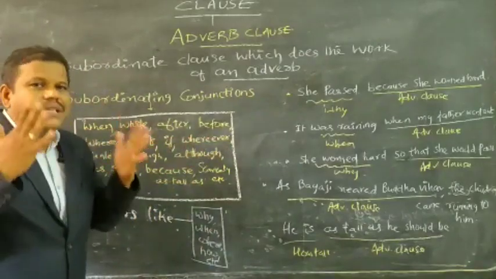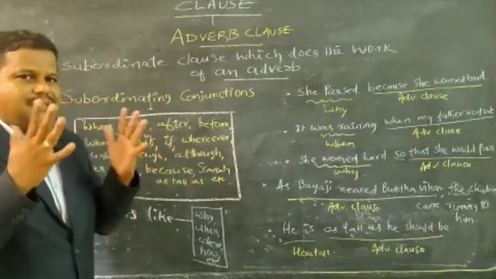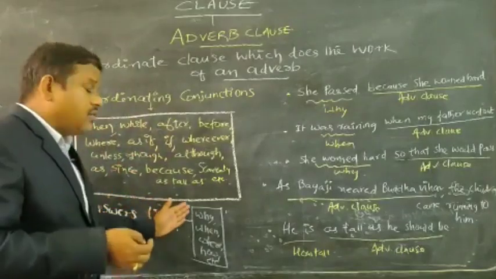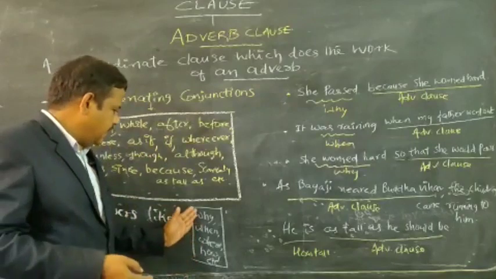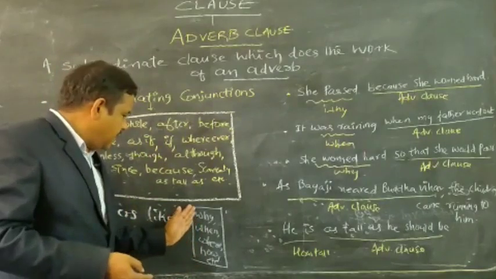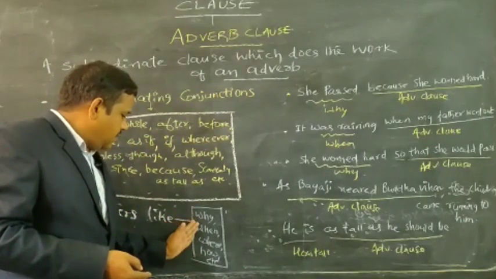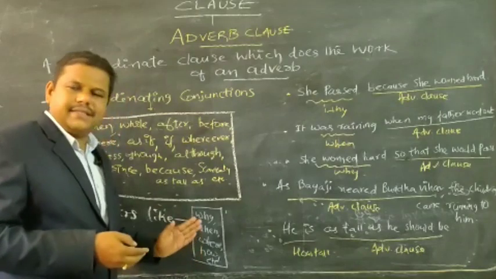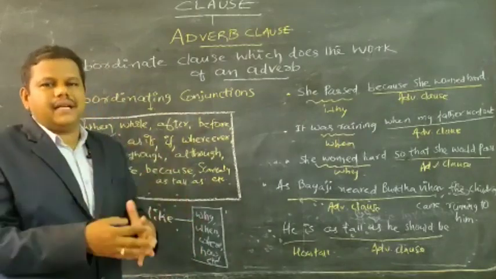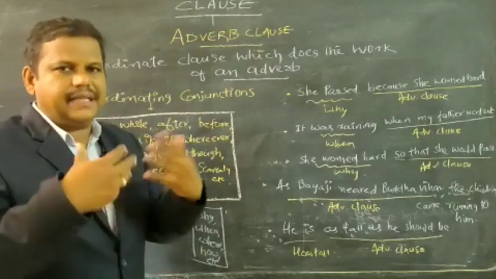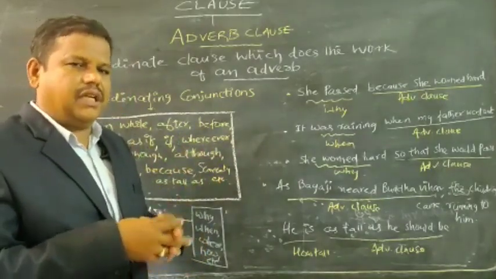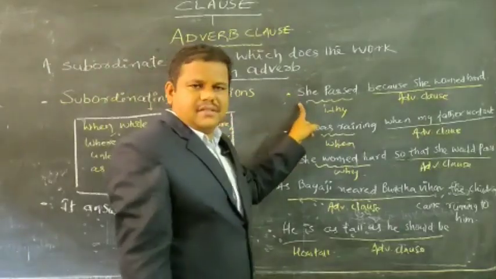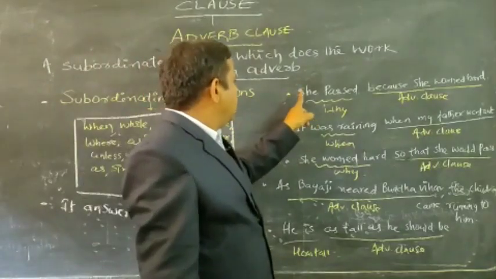And when you see the sentence, you will get the answers, like why it happened, when, where, how, etc. You will get the answers right in the sentences: why, when, where, how, etc. To understand clearly, we will see a few examples now. So what does the adverb class look like?